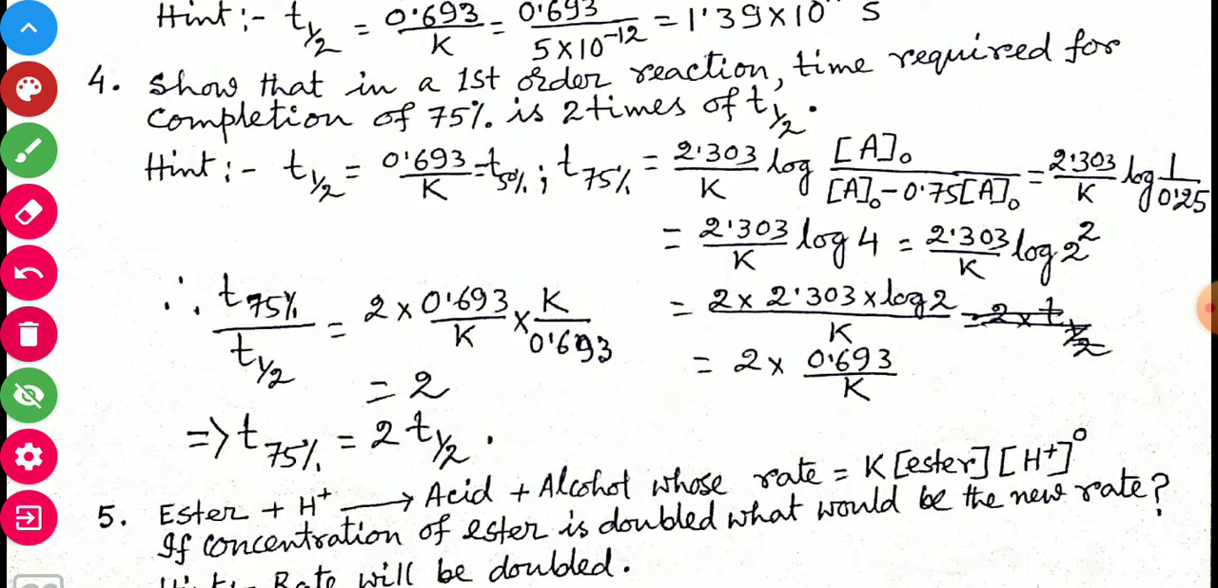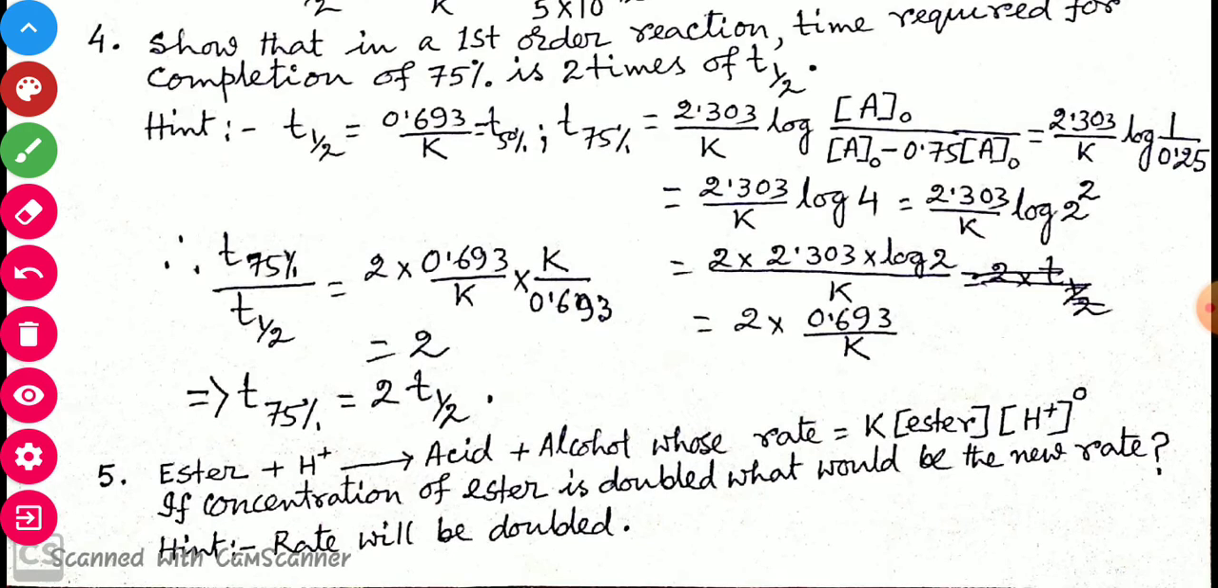Question number 5. Ester plus acid H plus gives acid plus alcohol whose rate is k into molar concentration of ester into molar concentration of hydrogen ion to the power 0. If concentration of ester is doubled, what would be the new rate? Since hydrogen ion concentration to the power 0 is 1, if ester concentration is doubled, the rate will be doubled.